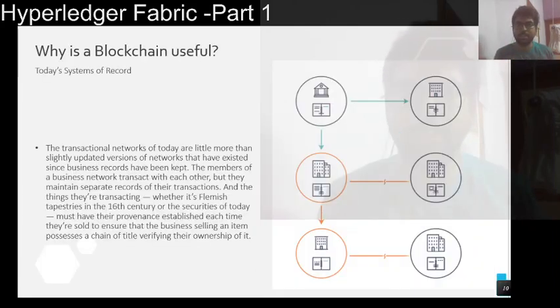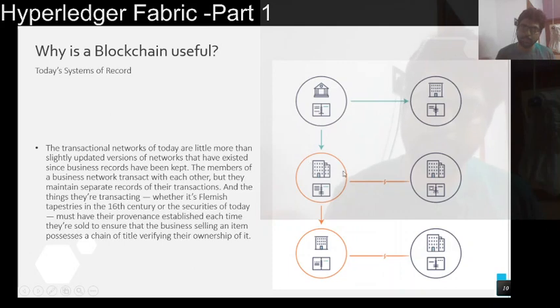Okay, then we can say why blockchain is useful. Basically we need to see why we need blockchain and why we need Hyperledger Fabric to create this blockchain network. So we're going to compare with today's system. In today's system we have a banker, we have a participant, we have another vendor, we have multiple business vendors. What happens if the bank has a record with this person and a record with this person?